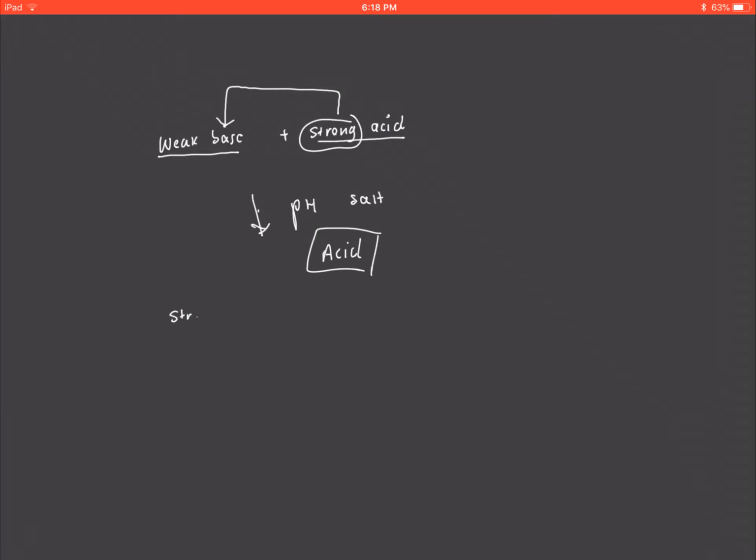What if we have strong base plus weak acid? Take a minute to try and see if you can figure that out based on the patterns we just talked about. Well, if you said that you're going to have a salt which is a base, you're correct. Because this time, since the base is stronger than the acid, it's going to raise the pH of the salt, which is going to make the salt a base.